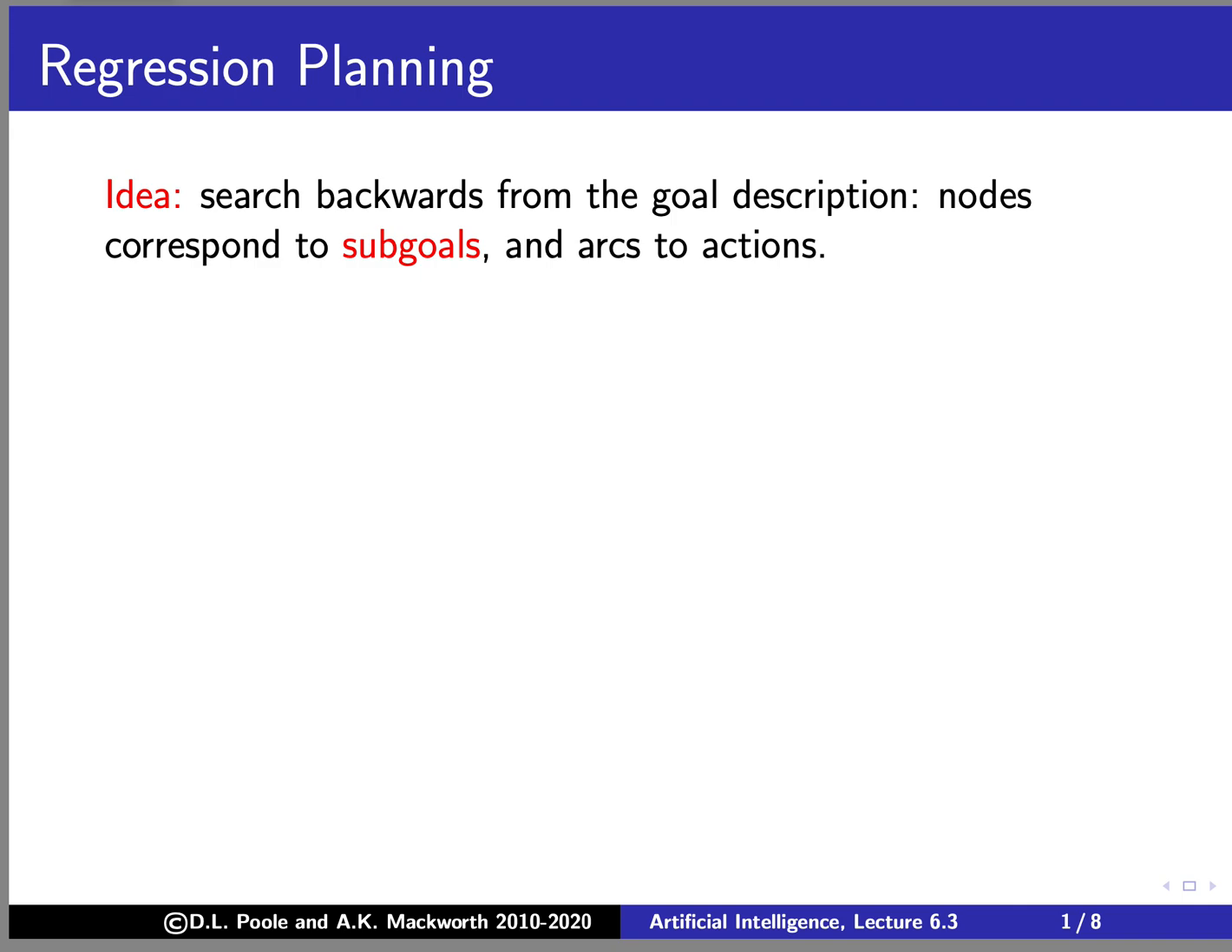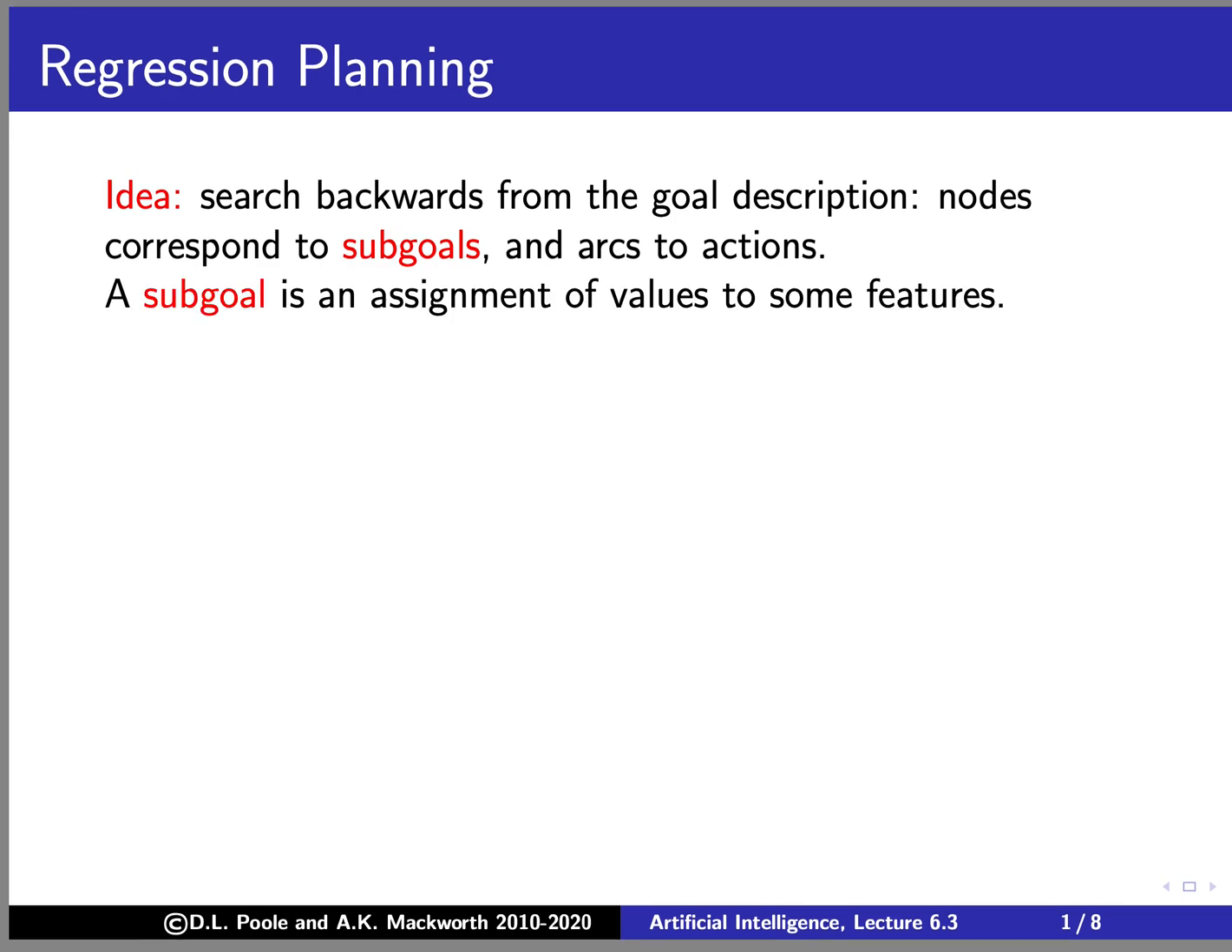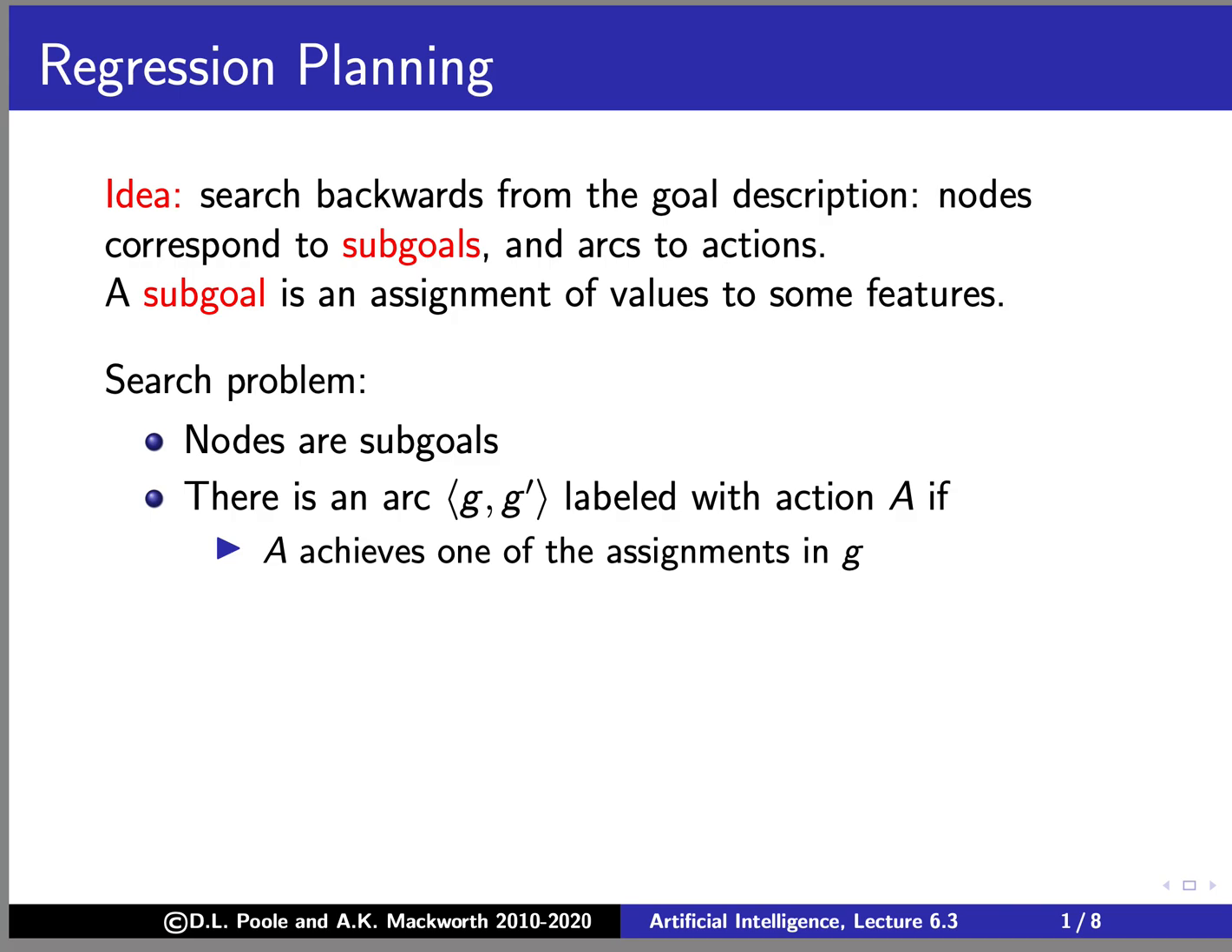The nodes in this are going to correspond to sub-goals and the arcs to actions. A sub-goal is just an assignment of values to some of the features. All the features that we don't care about for the goal, we're not going to include in our search space. So in the search problem, the nodes are going to be sub-goals, and there's going to be an arc between G and G prime if A achieves one of the assignments in G.